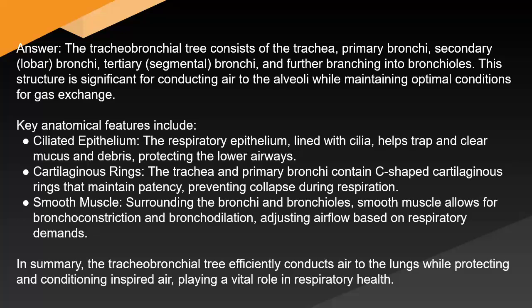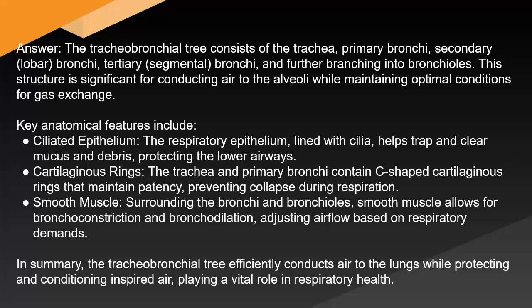Key anatomical features include ciliated epithelium. The respiratory epithelium, lined with cilia, helps trap and clear mucus and debris, protecting the lower airways. Cartilaginous rings: the trachea and primary bronchi contain C-shaped cartilaginous rings that maintain patency, preventing collapse during respiration. Smooth muscle: surrounding the bronchi and bronchioles, smooth muscle allows for bronchoconstriction and bronchodilation, adjusting airflow based on respiratory demands. In summary, the tracheobronchial tree efficiently conducts air to the lungs while protecting and conditioning inspired air, playing a vital role in respiratory health.